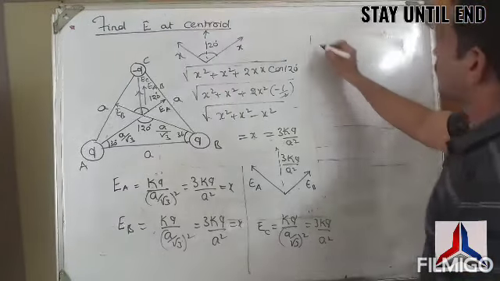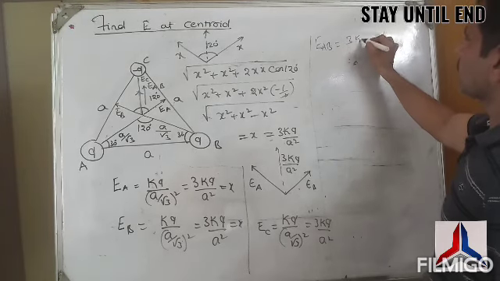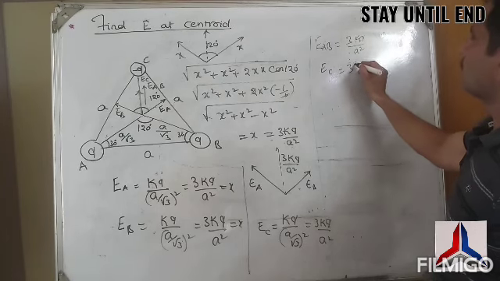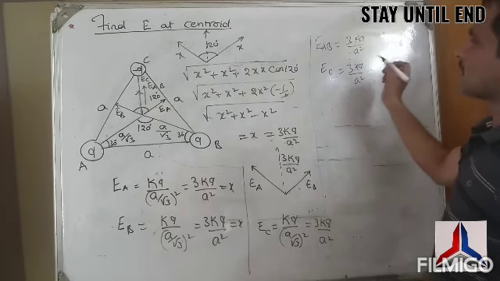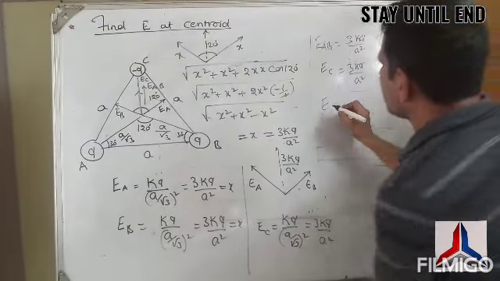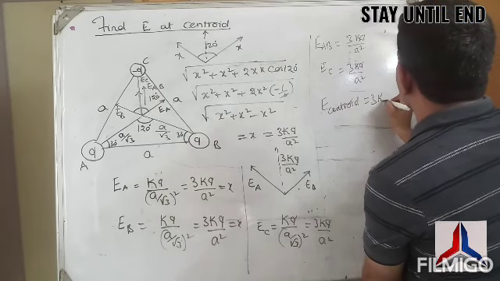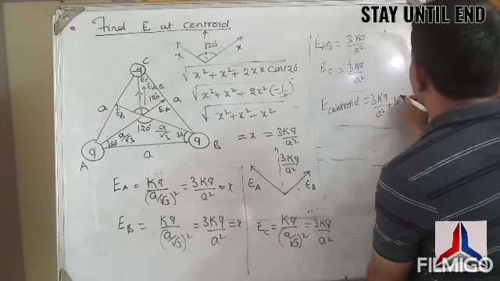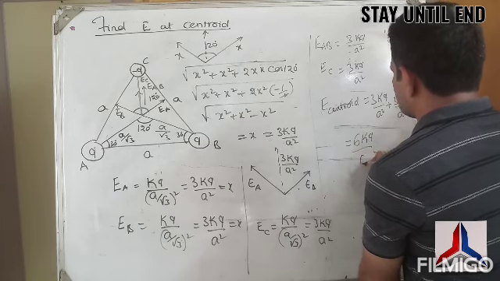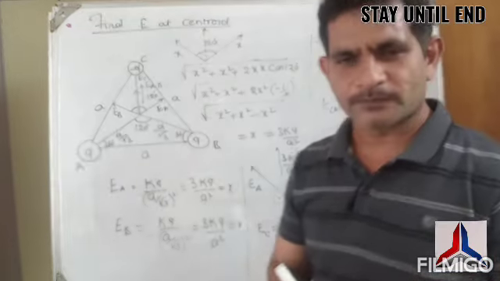So, EAB value is 3KQ by A square and EC value is 3KQ by A square. Therefore, since these two are in the same direction, the resultant electric field intensity at the centroid is 3KQ by A square plus 3KQ by A square. Total value will be 6KQ by A square. I think you can understand. Okay? Right? Thank you.